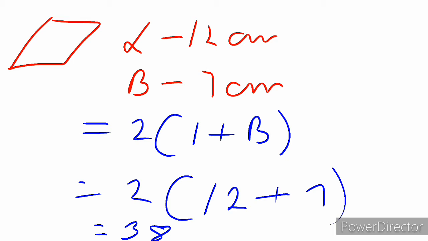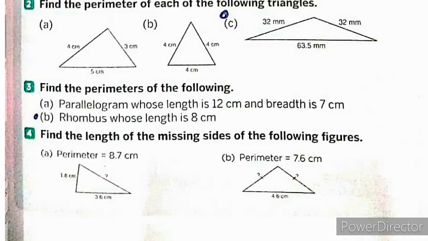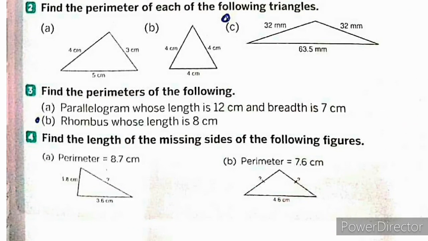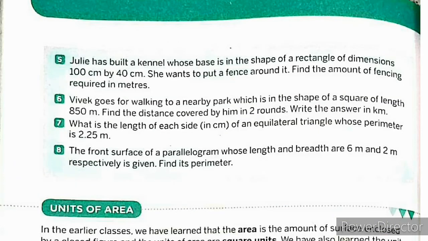Okay, the fourth question is, find the length of the missing sides of the following figures. So here are some figures given to you, A and B. Of them you have to find the missing sides. So guys, we are not going to do this question as this question needs a full video for it. Because of that we are going to do this question in the next video, which will be part 2. Okay, so right now we are going to do the 5th question, that is a word problem.